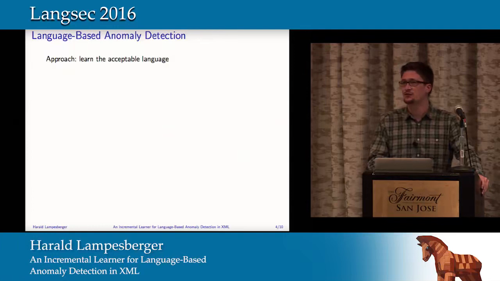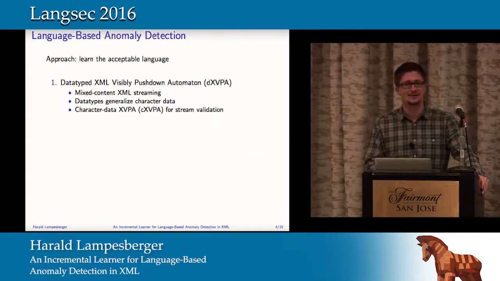The idea is to learn the acceptable language at the particular interface of an XML-based system. What do we need for this? First, we need some representation of the language. I chose an automaton-based representation.